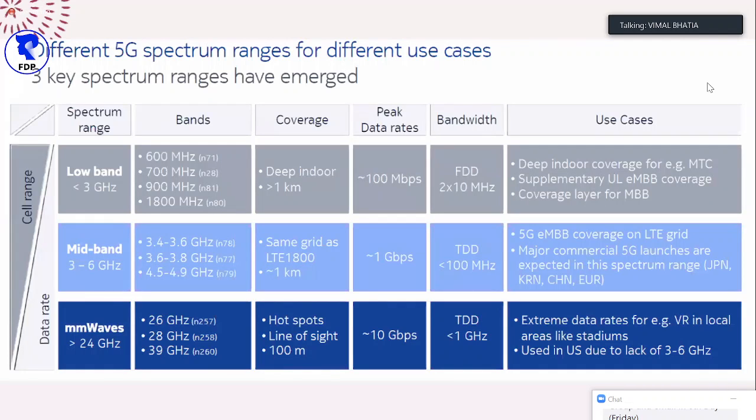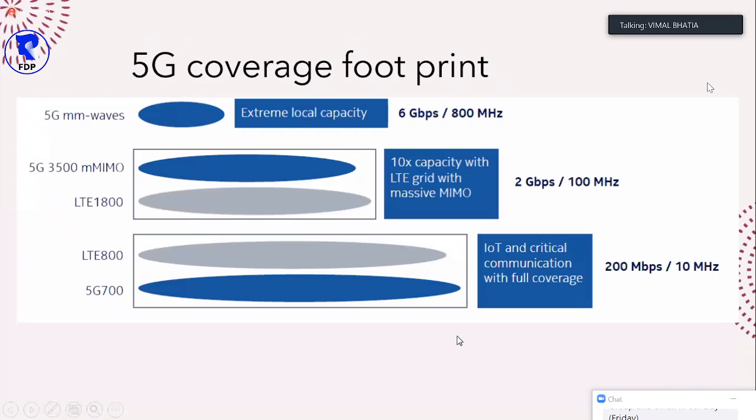Then there's a mid band where you can expect a higher data rate of 1 Gbps, but then the range, the region becomes smaller. Then the millimeter wave, where we're looking at 27, 28, 39 gigahertz. Things like hotspots are there, but then the data rates are huge. 10 Gbps data rate and a bandwidth of about 1 gigahertz, which is huge. And as I said, they're done for various applications.